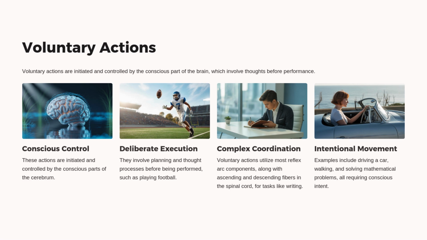Voluntary actions. Voluntary actions are initiated and controlled by the conscious part of the brain, which involve thoughts before performance. Conscious control. These actions are initiated and controlled by the conscious parts of the cerebrum. Deliberate execution. They involve planning and thought processes before being performed, such as playing football. Complex coordination. Voluntary actions utilize most reflex arc components, along with ascending and descending fibers in the spinal cord, for tasks like writing. Intentional movement. Examples include driving a car, walking, and solving mathematical problems, all requiring conscious intent.